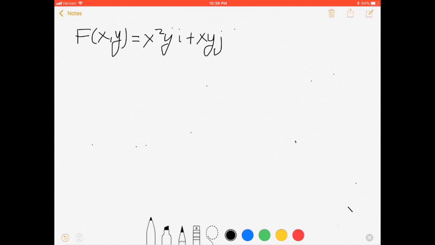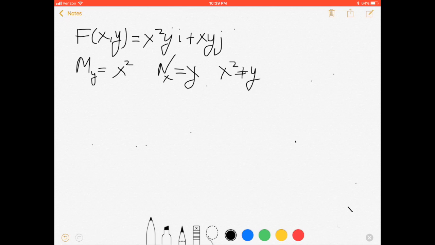Function M here is x squared y, and function N is xy. Taking the derivative of M with respect to y, you have x squared. Now I need the derivative of N with respect to x. With respect to x, I have y. But x squared is not equal to y. This means this vector field is non-conservative.